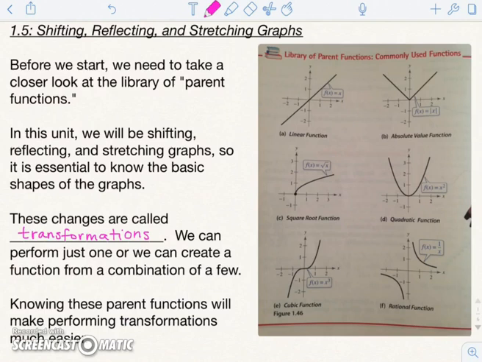So all these changes are called transformations. You can perform one, you can perform two, you can perform a whole combination. Order does matter. We're going to talk about that. But if you know your parent functions, it's going to be easier.